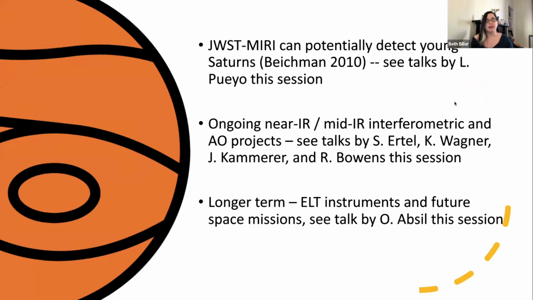These are some topics I'm not going to go into in detail because there are some talks coming up this session that will probably treat this in much more detail. Laurent is going to be talking about high contrast imaging with JWST, and MIRI, especially in the mid-infrared, can push down to potentially quite low mass young planets. There's also a number of exciting mid-infrared and near-infrared interferometric AO projects that are going to, again, push down to lower mass, closer in planets. So there'll be several talks about that this session.